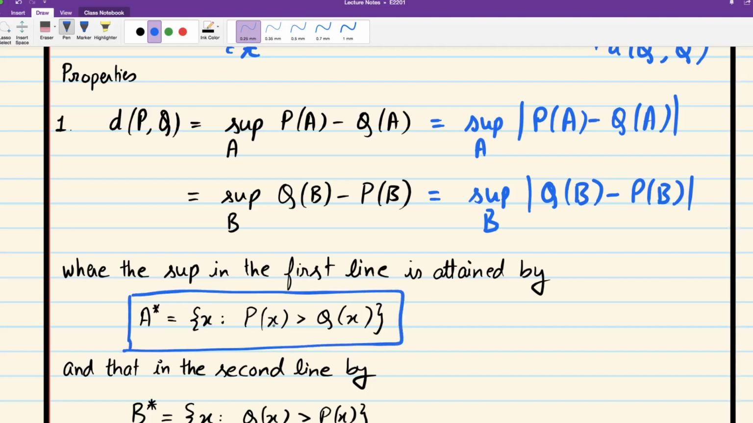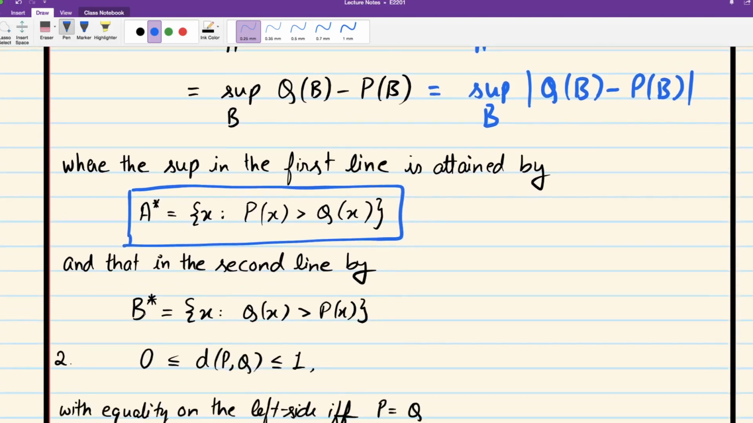It is the set of those x for which p(x) exceeds q(x). That's the one for which d(p,q) is equal to the supremum. Okay. And similarly, this particular sup is attained by this set B, x such that q(x) is greater than p(x). So this is one property that will be useful for us.